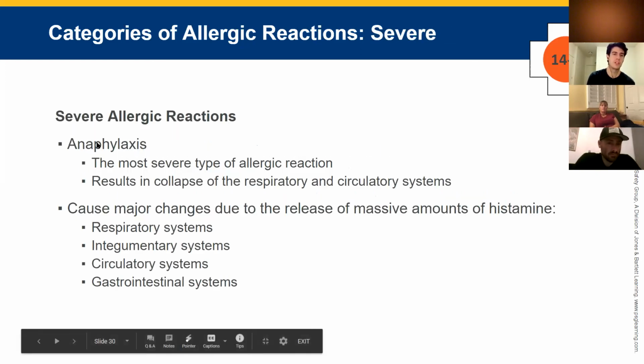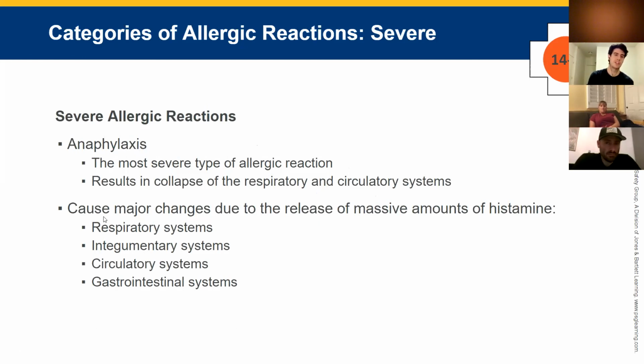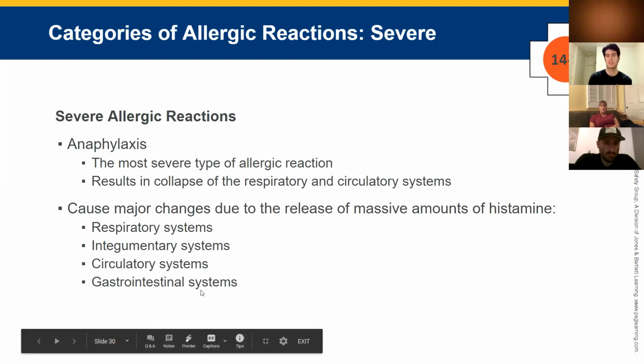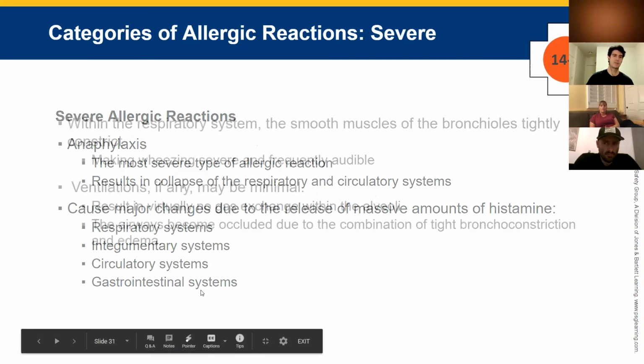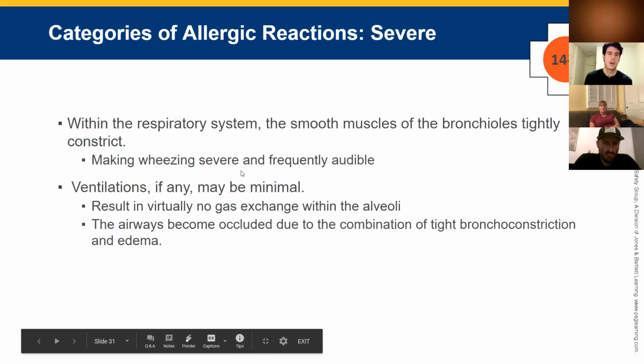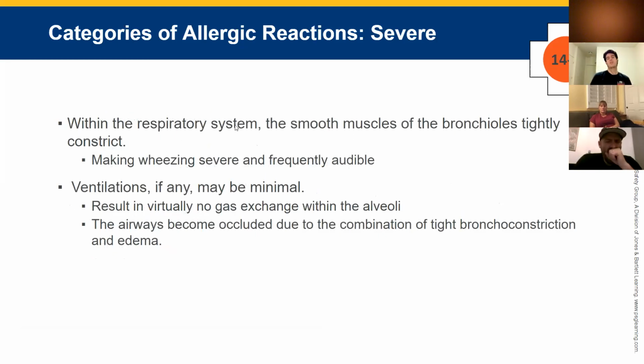All right, severe allergic reactions, anaphylaxis, a massive amount of histamine affects your lungs, it affects your skin, it affects your blood vessels, it affects your stomach, it affects everything. One of the big things this will do is constrict your bronchioles, which makes wheezing really apparent. So you'll be able to hear these people wheezing often without a stethoscope. And that will make it difficult to breathe. So you may have to give these people oxygen as well as an EpiPen.